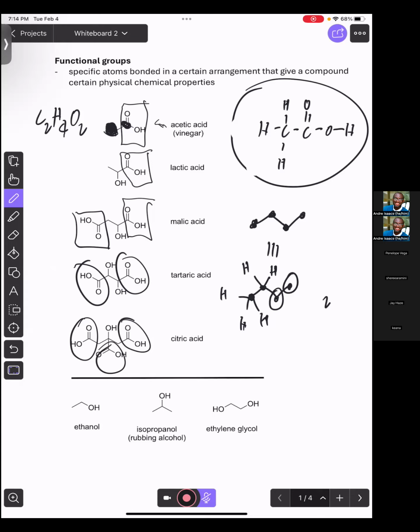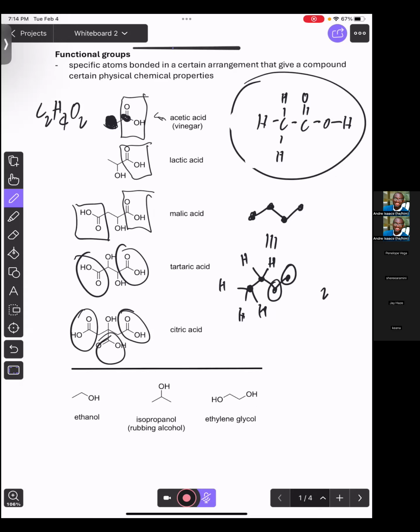And the name tells you its function. It's an acid. So whenever I see this unit, I know it's acidic. All right. And hence the reason why all of these molecules have the name acid at the end. Acetic acid, lactic acid, malic acid, tartaric acid, citric acid.